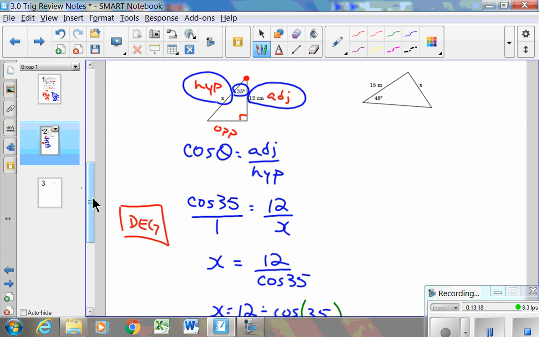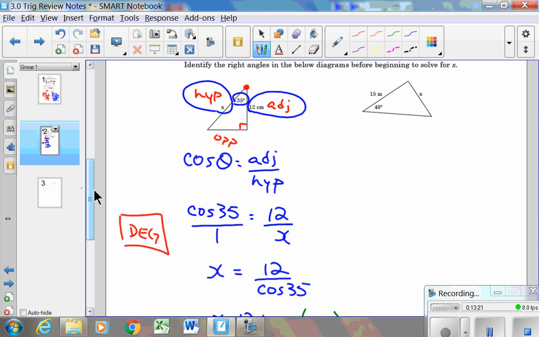Let's do our second example. Again, what we want to do first of all is identify where the right angle is. The right angle in this one is this top corner, so let's put the 90-degree angle in there. As soon as we put 90 degrees in there, let's label our hypotenuse. Let's talk about the angle that's given to us at 48 degrees. Where we have our x now is the side that's opposite of 48 degrees, and I can even put 48 in here to help me identify that I'm talking about 48. And the 15-meter side is the adjacent side, adjacent to 48.